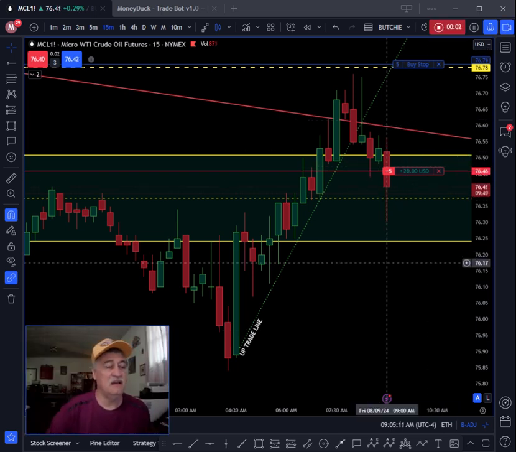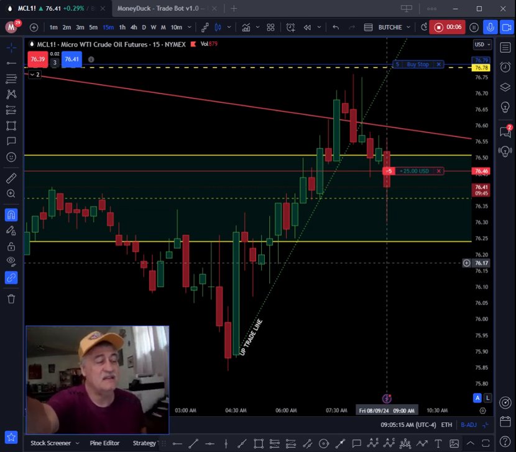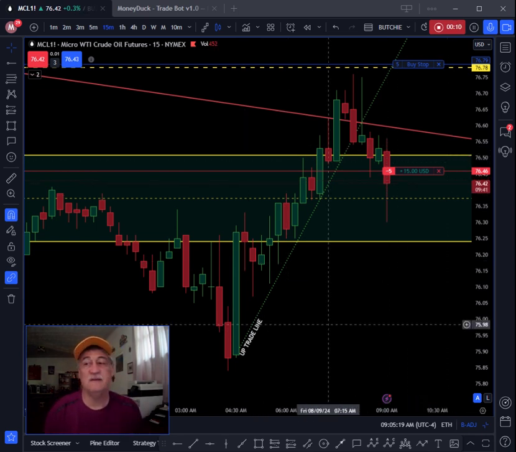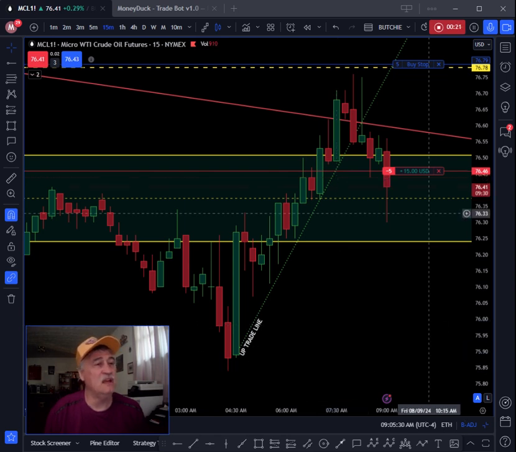Good morning, Money Duck here, and I'm going over oil right now because it has popped up to one of our 4 hour trend lines. So on the 4 hour chart, we basically draw a downtrend line from the highs and an uptrend line from the lows, and then we may have to move them as we go.